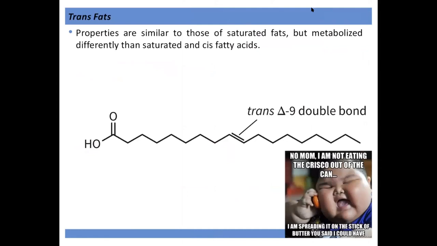One of the things that we know is bad for us is trans fats. Now, these aren't naturally found in large abundance. There are some cases where we do have trans fats, but they're not really a high abundance fat. Now, with that trans double bond, they look very similar to just a saturated fat. And in fact, they pack together just like saturated fats.